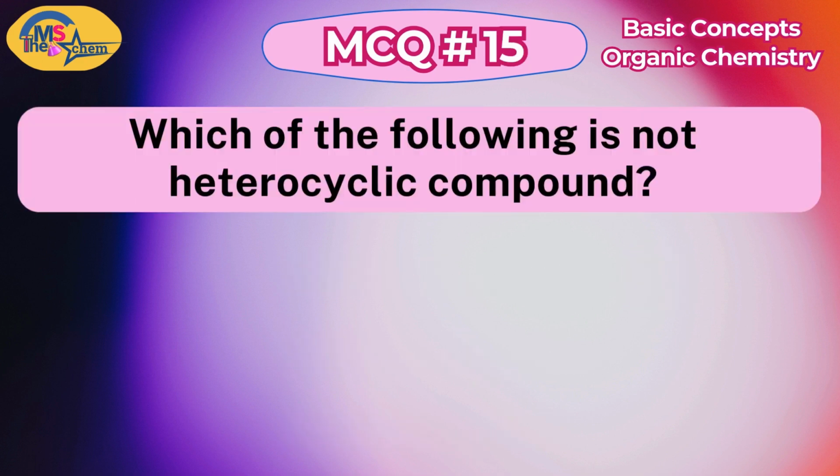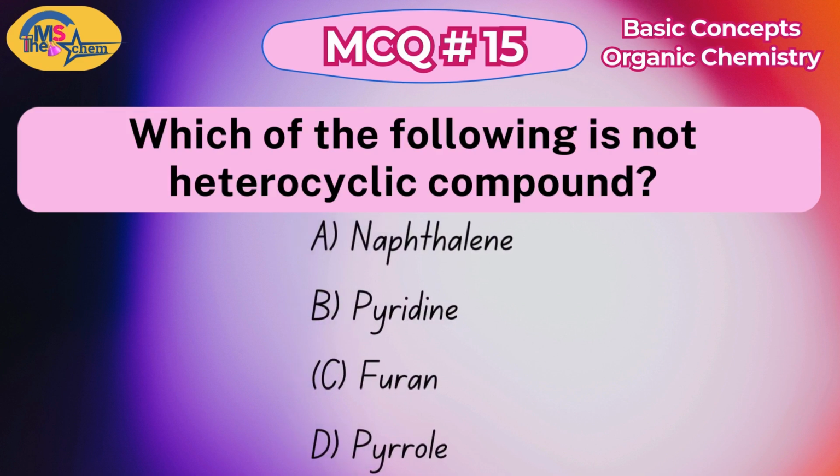And now question 15 is, which of the following is not a heterocyclic compound? Option A, naphthalene. Option B, pyridine. Option C, furan. And option D, pyrrole.